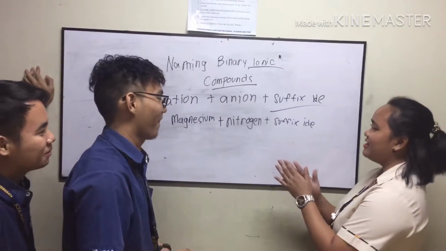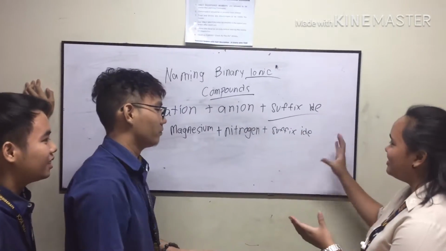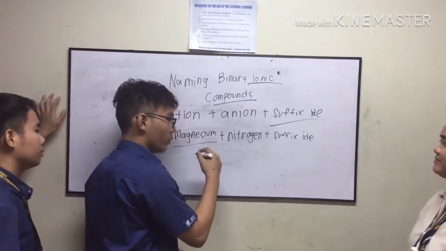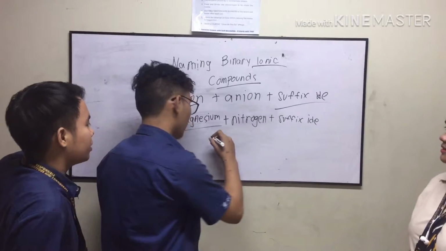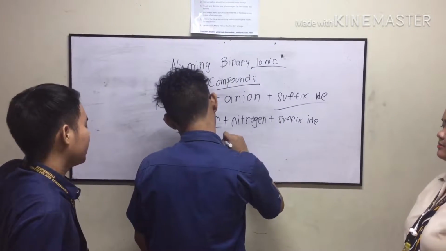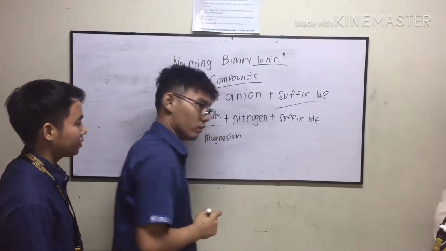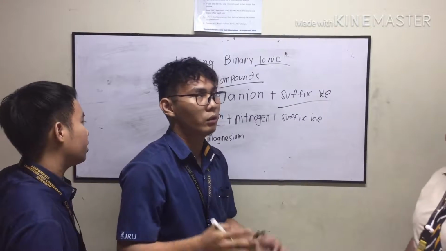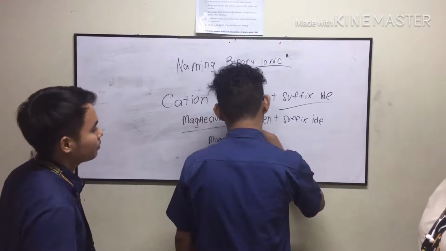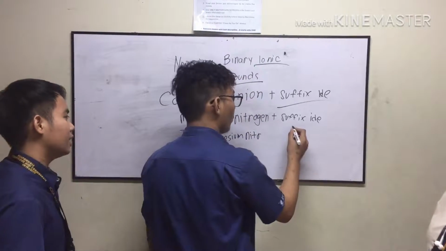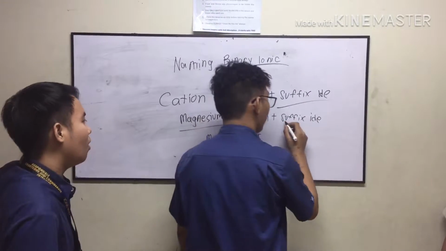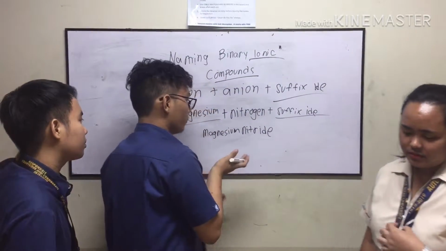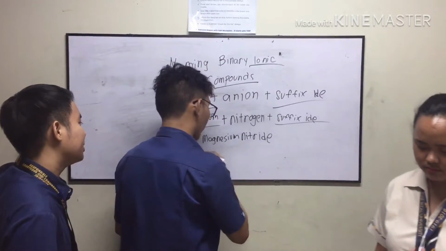We get the root word of the anion, then add the suffix. The cation, like magnesium, you write as is. This is the nitrogen. What's the root word of nitrogen? The root word is nitr. So we add the suffix -ide, and you will create the word magnesium nitride.